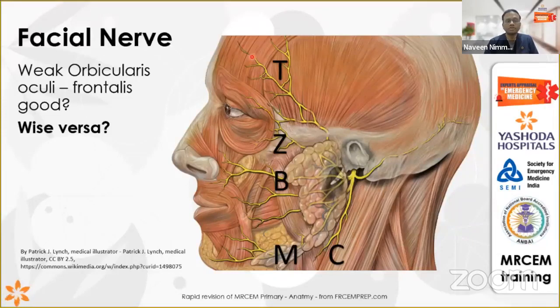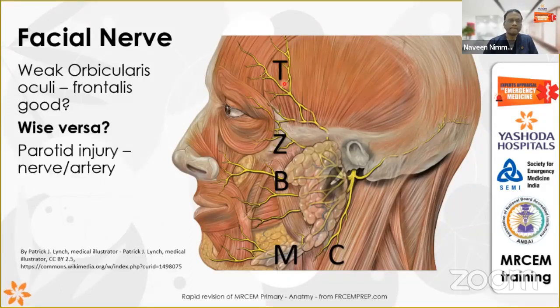Then whenever there is parotid injury, they can have one of the branches of the facial nerve affected, and you can also have an artery affected. The facial nerve and maxillary artery both go through nearby, so the maxillary artery can also be affected. If they say they're unable to purse the lips, they're trying to tell you about the orbicularis oris muscle, which is supplied by the buccal branch. So that's having a problem.